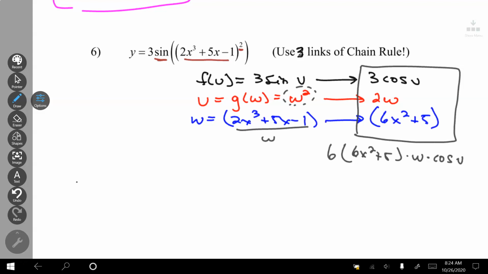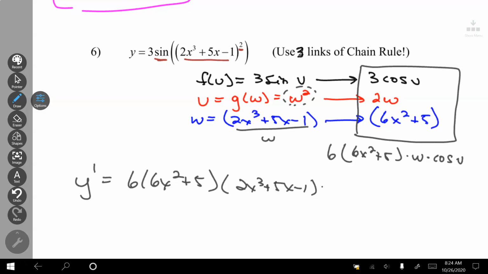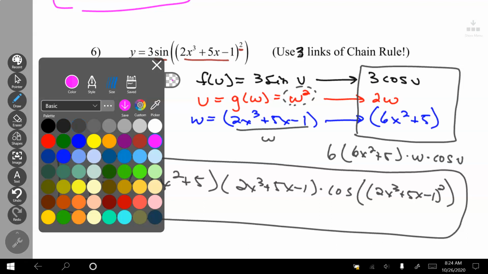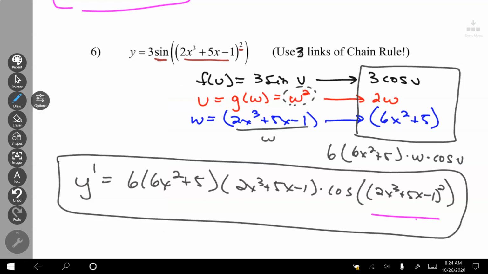So when we rewrite this all, I get y prime is equal to 6x squared plus 5. You don't have to distribute. W, which is 2x cubed plus 5x minus 1, times cosine of this whole thing, 2x cubed plus 5x minus 1 squared. This is its derivative. Notice, the argument for trigonometry did not change. This is the same argument. Okay, that's a little bit more work.